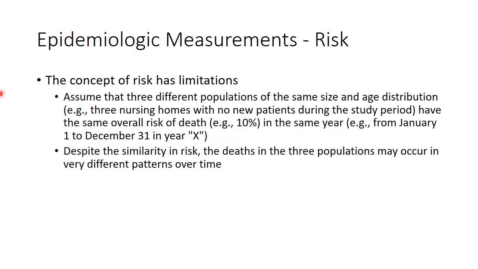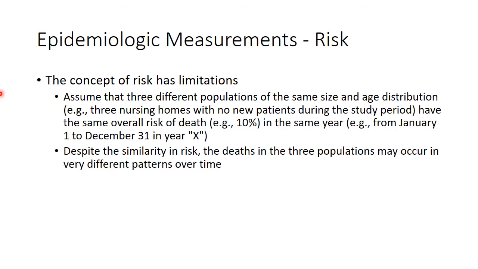So this concept of risk really has a lot of limitations to it. For instance, when you're looking at rates of disease or rates of death and how that influences risk, let's say we're going to look at 3 different populations. They're all the same size, and they all have the same age distribution. Say we're looking at 3 nursing homes, and they're not going to have any new patients during the study period. They're all booked up. They all have the same populations here, essentially, as far as age and number go.